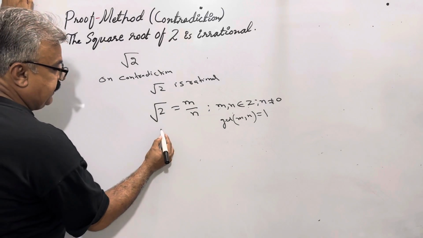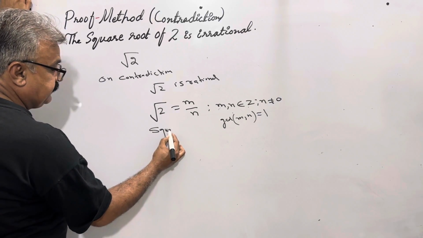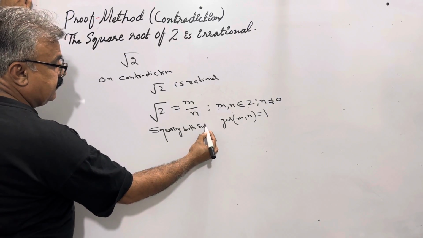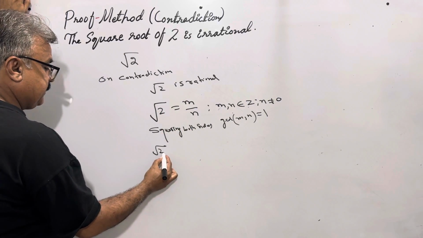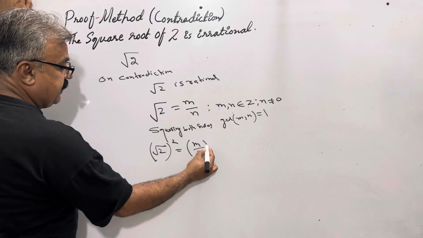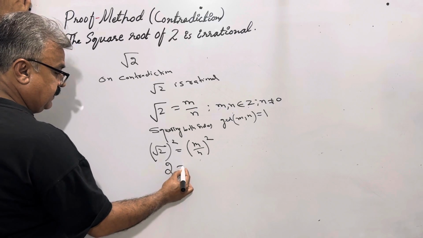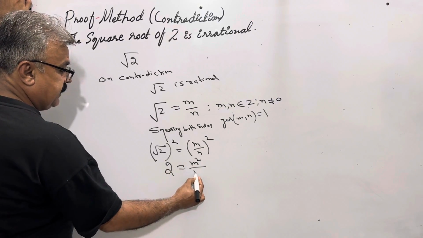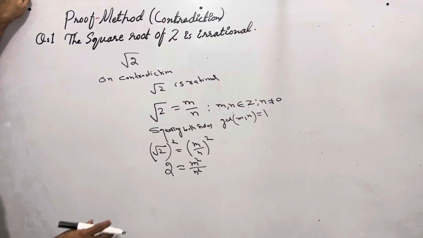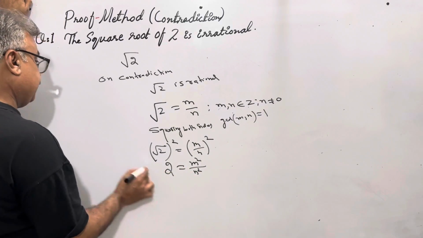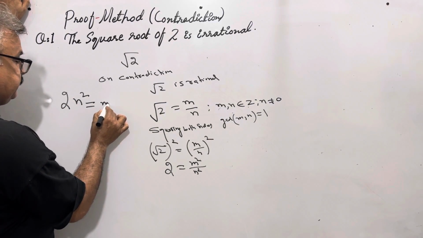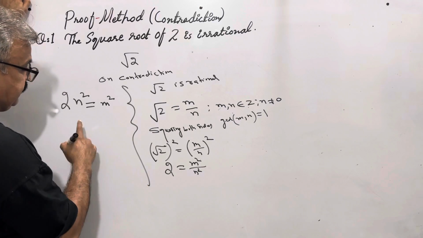Okay, squaring both sides. It is something like the square root of 2 squared equals m over n whole squared. So 2 is equal to m squared over n squared. We can distribute the power to the numerator as well as the denominator. Shifting n squared over here, it will become 2n squared is equal to m squared.